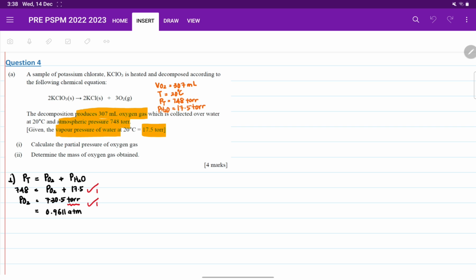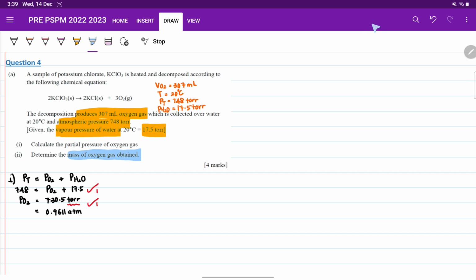For the next question, question 4A2, we want to determine what is the mass of oxygen gas obtained. Okay, so here, if we try to outline what we want to do, we want to find, so here in your information, you want to find what is the mass of oxygen gas.